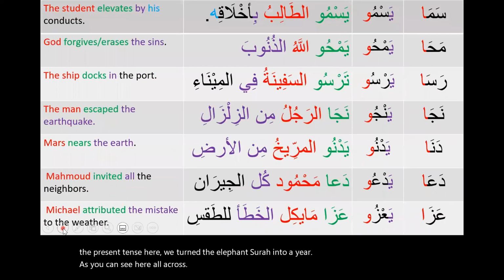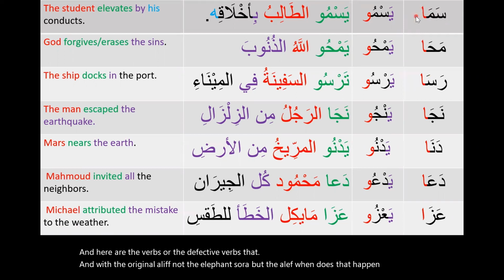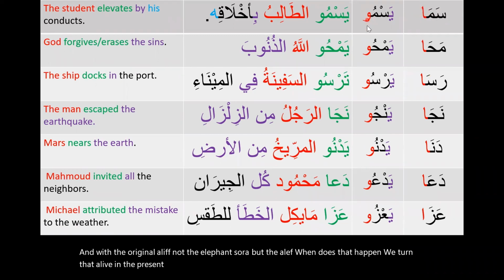All right, so moving to the next one. Here are the defective verbs that end with the original alif, not the alif maqsura, but the alif. When does that happen? We turn that alif in the present tense into a wow, as you can see all across.